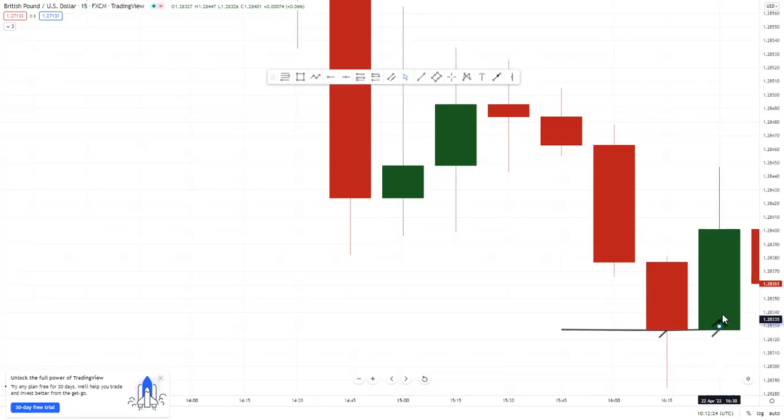From this point, they start pushing the market upward. Buyers are now in this market. They start buying this market. But what happened here? Sellers came in again. They drove the market downward. So the market closed at this price.